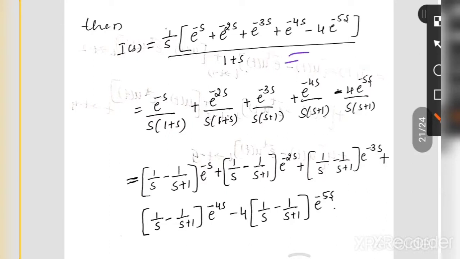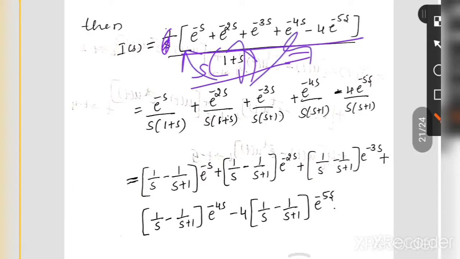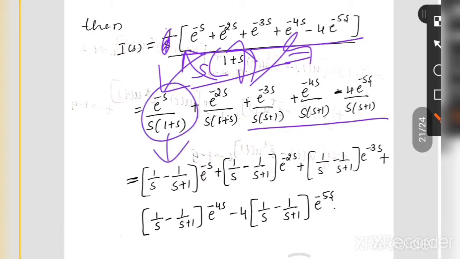Observe in the next step, we can keep the numerator as it is, but the denominator can be written as s into 1 plus s. So this s in the denominator is common for all the factors. Therefore we can expand it like e raised to minus s divided by s into 1 plus s, plus e raised to minus 2s divided by s into 1 plus s, and so on. Now this factor can be written as 1 divided by s minus 1 divided by s plus 1, into e raised to minus s. Similarly, all factors are of the same form.